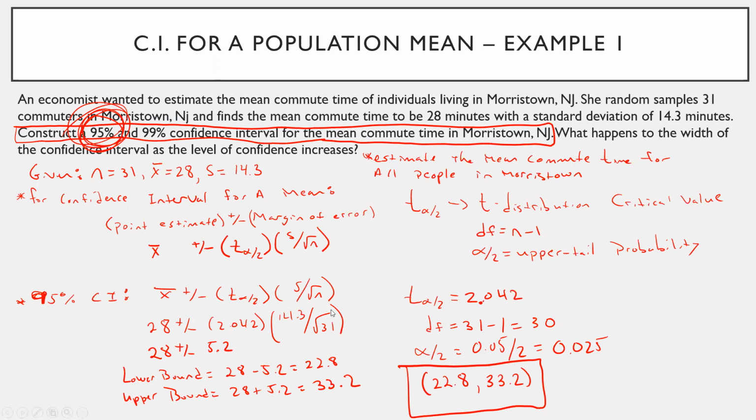Okay. Let me just quickly do the 99. It'll take me 2 seconds to do. Is everybody okay if I go to the next slide? Yes. Yep. Okay. So now same problem. Let's do a 99% confidence interval. So these things don't change, okay? x bar is still 28, s is still 14.3, and n is 31. The only thing that's going to change is my critical value here.